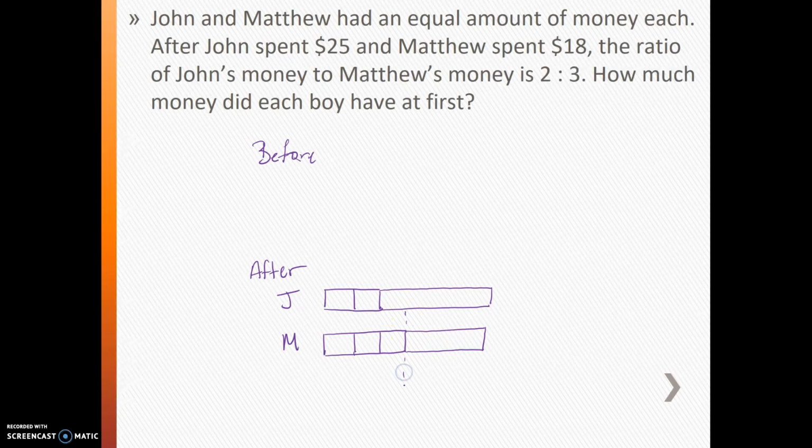Okay, I'm just going to draw a line here. So John had spent $25, right? So this money that he spent to get down to his new units of 2 is $25. And Matthew had spent $18 to get to that new unit, right? And they started off with the same amount of money. So after Matthew spent $18, it took him down to 3 units, and after John spent $25, it took him down to 2 units.